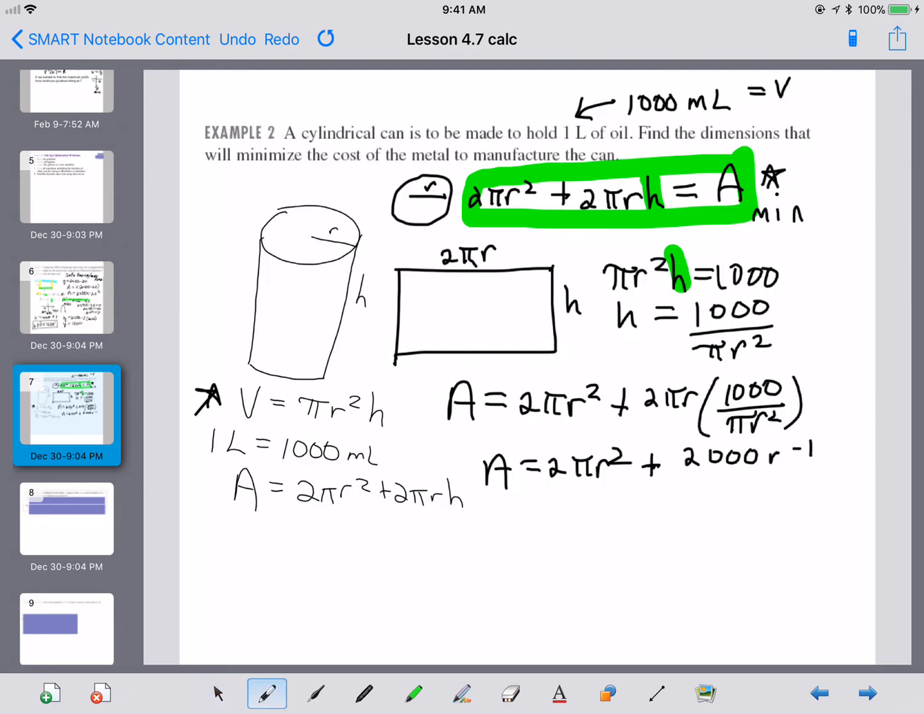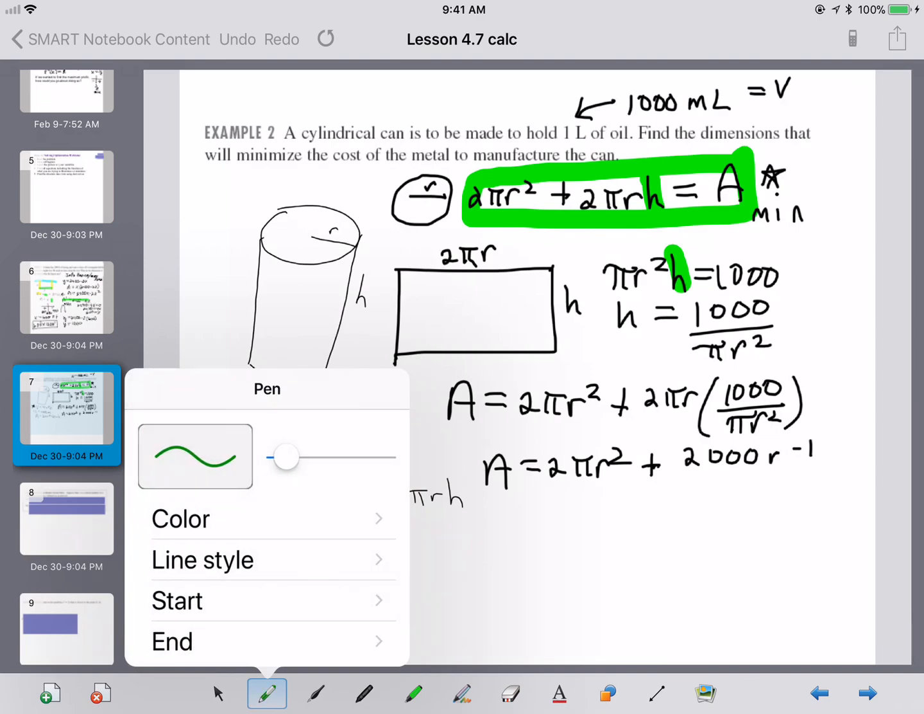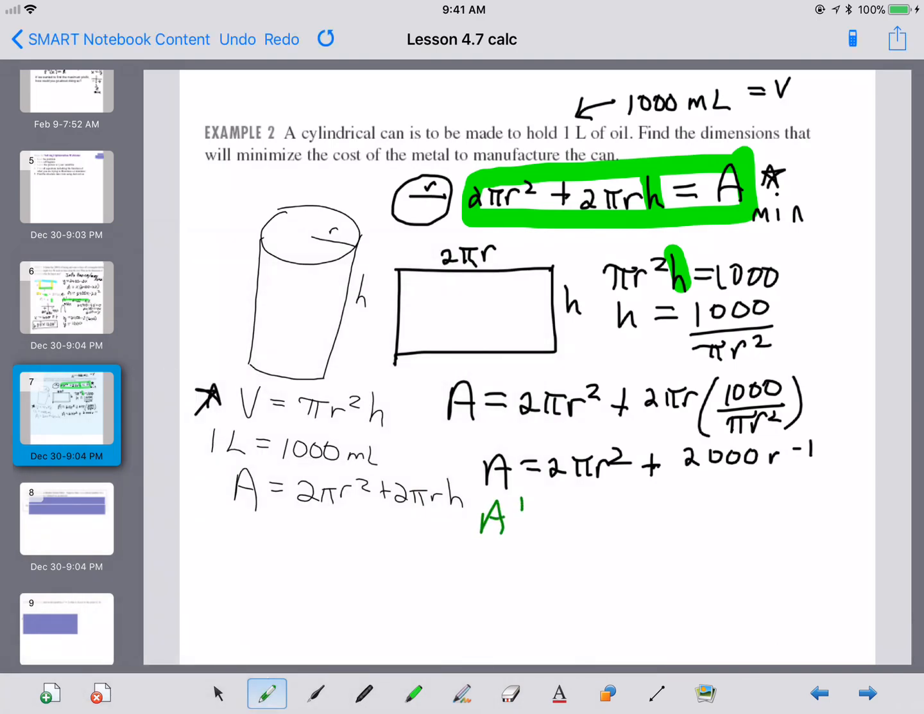Now I have to take the first derivative. So the first derivative is 4 pi r minus 2,000 r to the negative 2. Now remember what you do to find those critical points for our first derivative. We have to set it equal to 0. So 4 pi r minus 2,000 over r squared. I'm just going to kind of write it so it's a little more visual as to solving an equation.